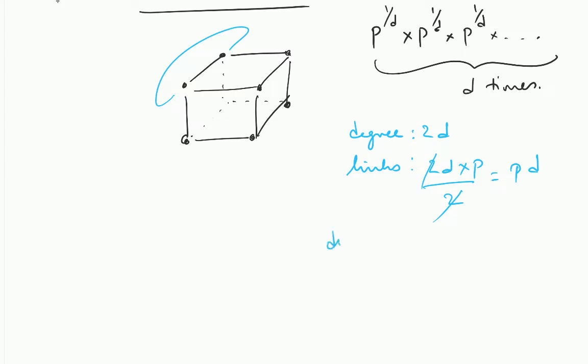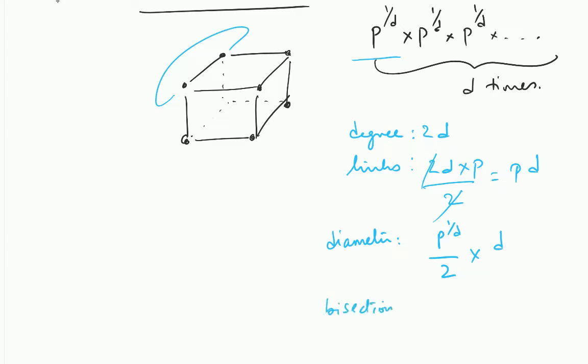Diameter? How many nodes in each dimension? P to the power 1 by d, right? So you have to go half the distance along each dimension. So p to the power 1 by d divided by 2, that's the distance you have to travel in each dimension, and you have to travel this distance in all the dimensions, times d, right?